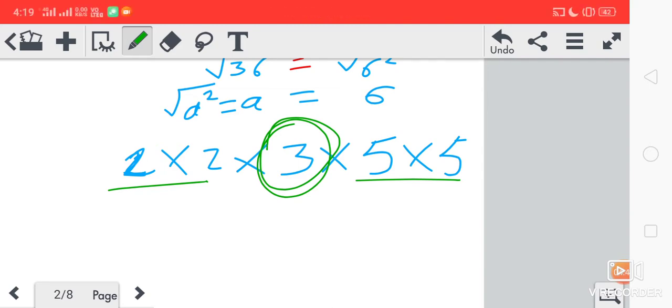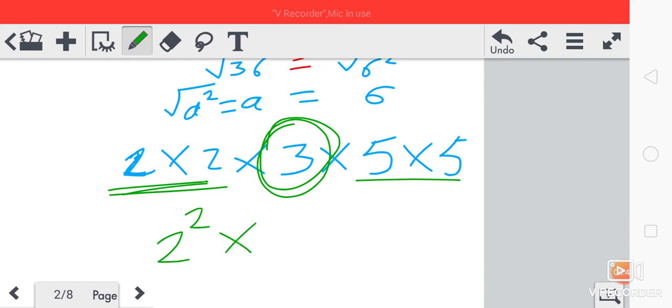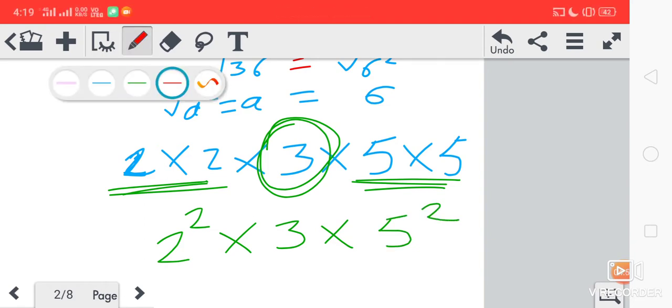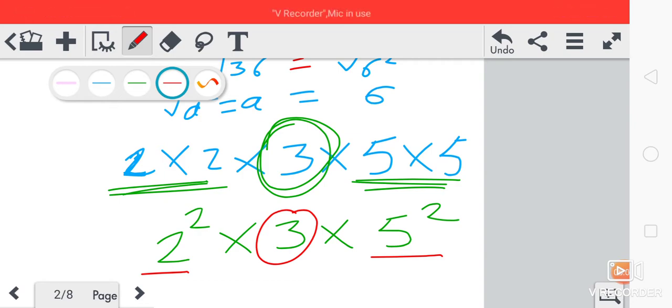So what we'll do, this 2 into 2 we know is 2 square, and 5 into 5 gives 5 square. Is it a perfect square? No. 2 square is in square, 5 square is in square, but 3 is not in square. To make it a perfect square, which number should we multiply?